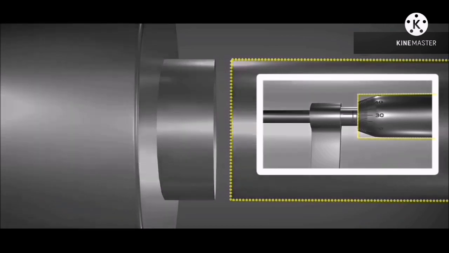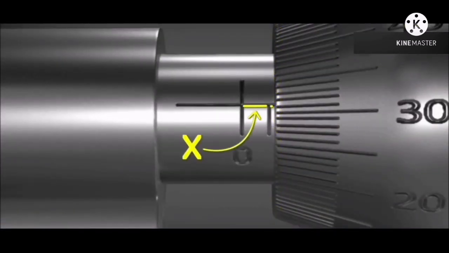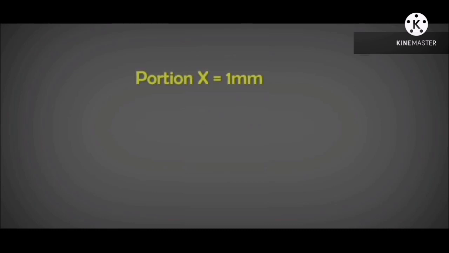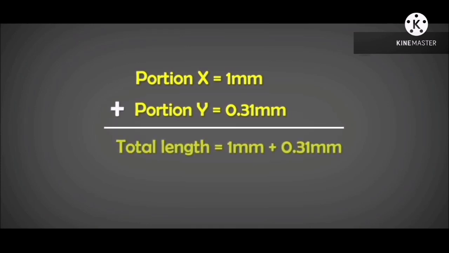The diameter of the wire is the distance the screw moved from portion A to B. This distance is equal to the length of portion X plus the length of portion Y. Here Y is equal to 31 divisions. Mathematically, for one complete rotation of the screw, the reading is 1 millimeter, and 100 divisions is equal to 1 millimeter. Therefore, 31 divisions is equal to 31 into 1 millimeter by 100. Therefore, portion Y is equal to 0.31 millimeter.